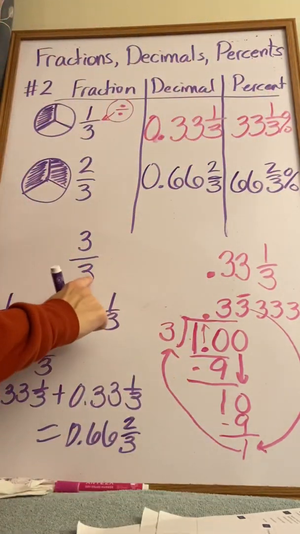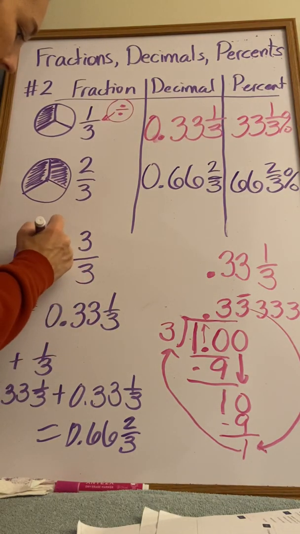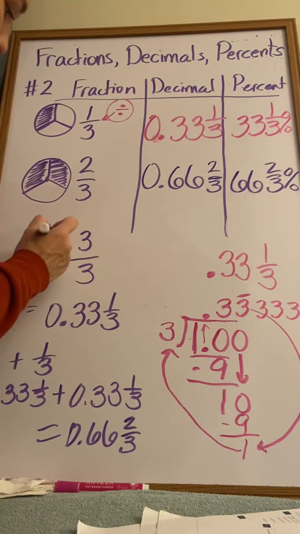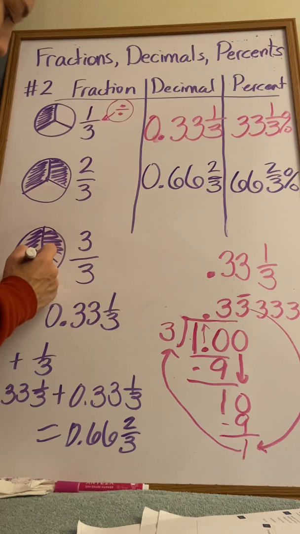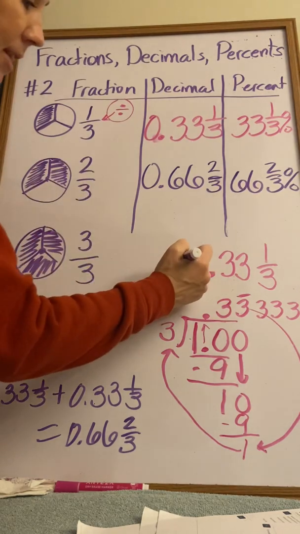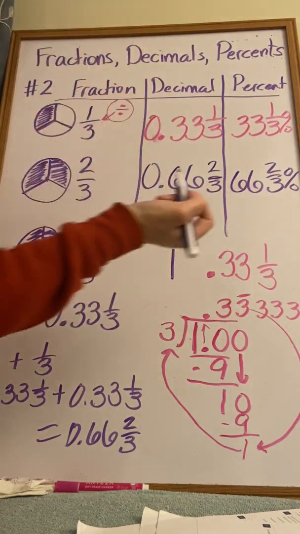Now, 3/3. 3/3 is a whole cake. Okay? That is the whole cake. All 3 slices. I get to eat the whole thing. So I get to eat 1 whole cake. 3 out of 3 means 1 whole.